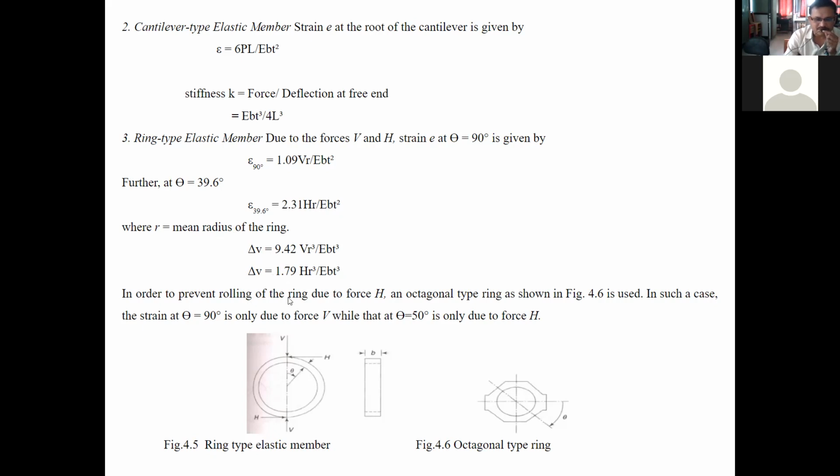In order to prevent rolling of the ring due to force H, an octagonal type ring as shown in figure 4.6 is used. In such a case, the strain at theta is equal to 90 degree is only due to force V, while the strain at theta is equal to 50 degree is only due to force H.